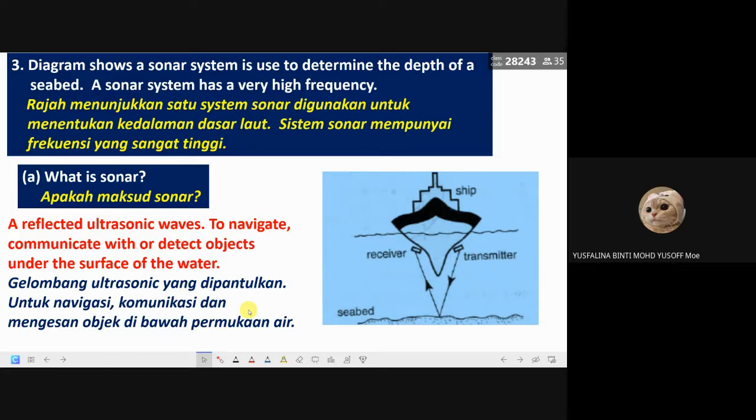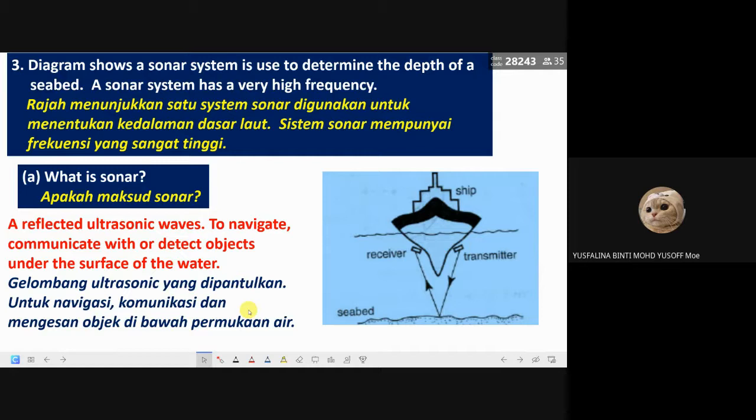So what does it mean by sonar? Sonar is actually a reflected ultrasonic wave. Then we use it to navigate, communicate, or to detect objects under the surface of the water. Submarines also use this application. So they know the depth of the water or the seabed, because a submarine can only go to a certain depth. After that, when the pressure is too high, the submarine cannot take it anymore. It will be broken, right?